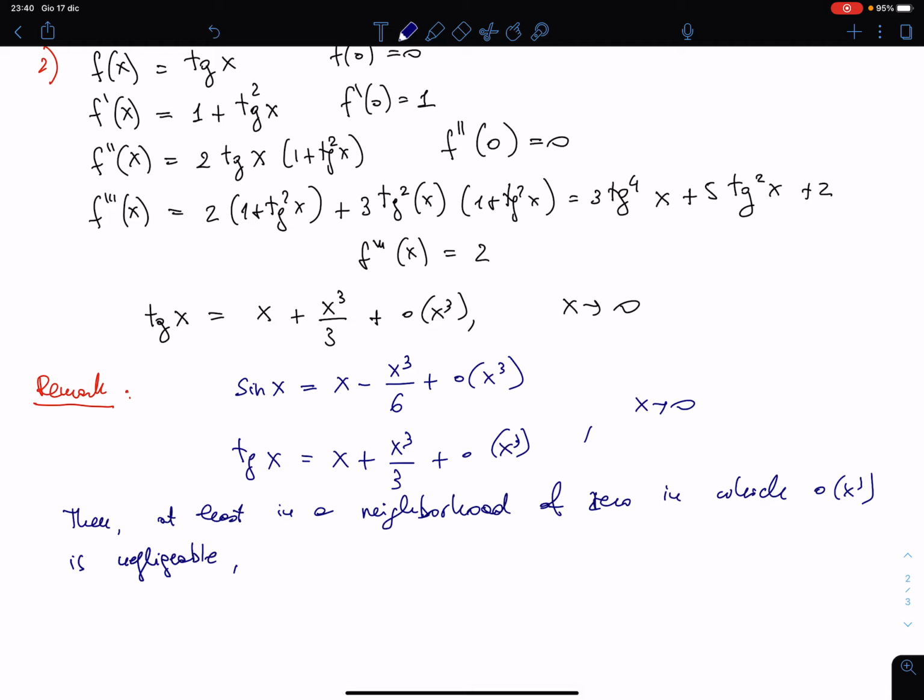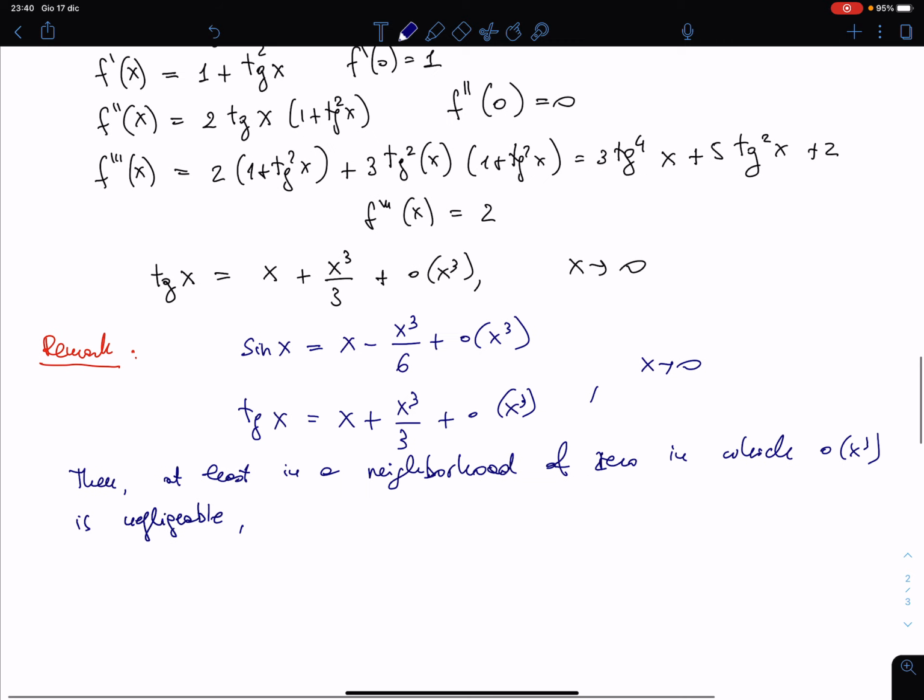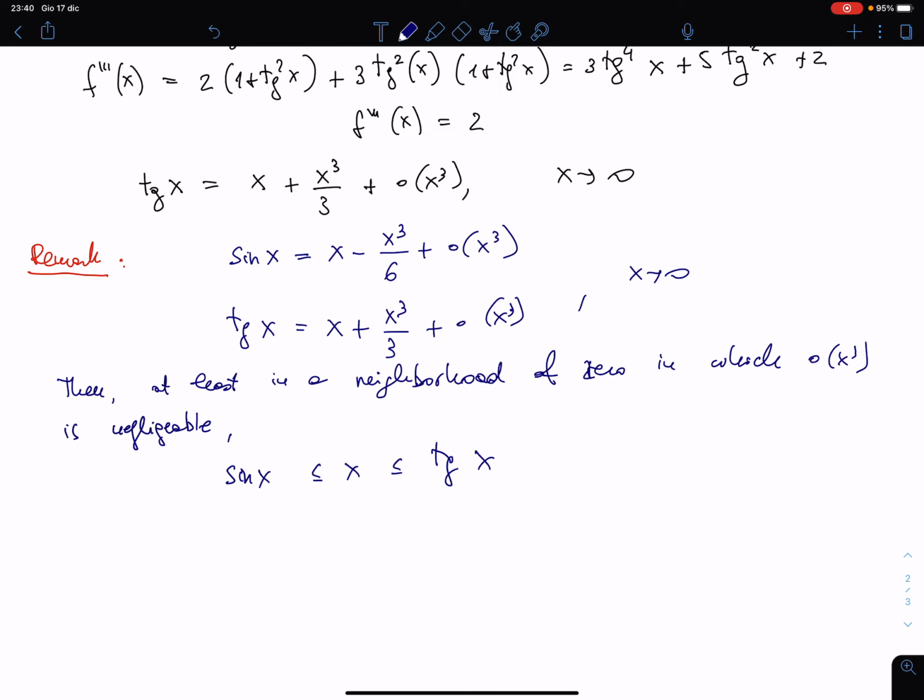then one has that sine is less than x, less than the tangent. This is always true, okay? Always true, at least in minus pi over 2, pi over 2. And this was used to prove that sine of x divided by x tends to 1 as x tends to 0.